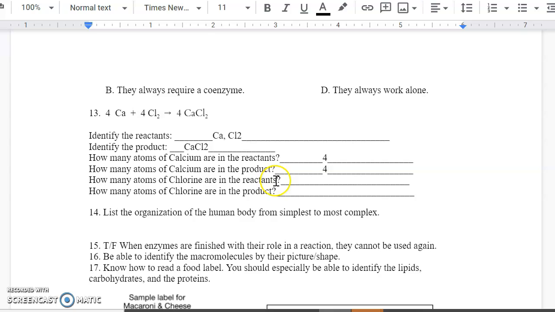How many atoms of chlorine in the reactant? So we have Cl2. We have Cl2 times 4, so that would be 8. And over here we have a Cl2, so there's 2 Cls in the molecule times 4 molecules. So that one will also be an 8.